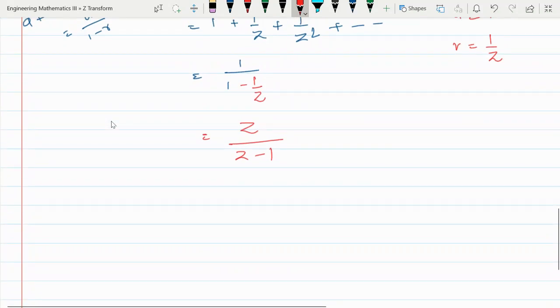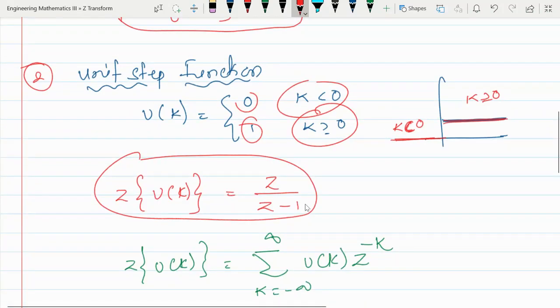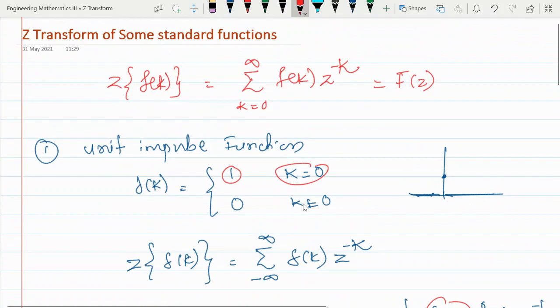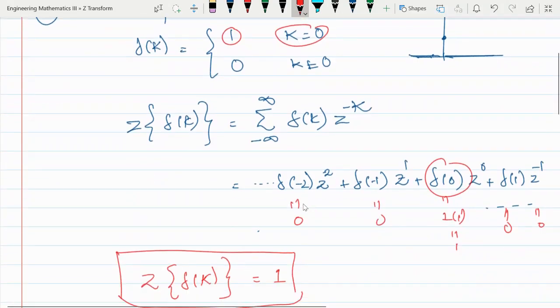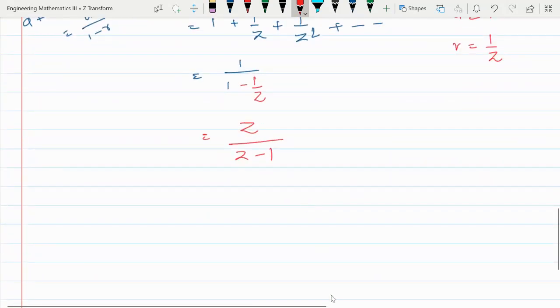So these two functions may be there in an online exam or as objectives. What is the z transform of the unit step function, what is the z transform of the unit impulse function? Okay, for the unit impulse function it is 1, for the unit step function it is z upon z minus 1, isn't it? Now come to the next, third function, it is very important.